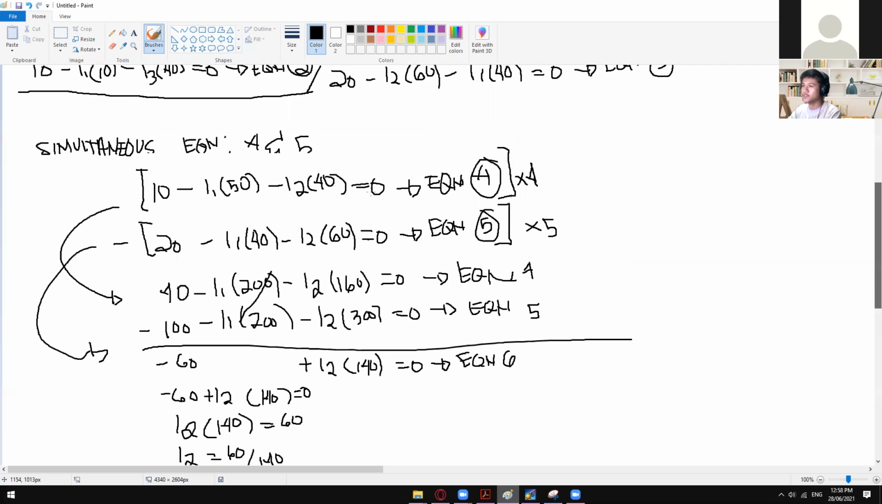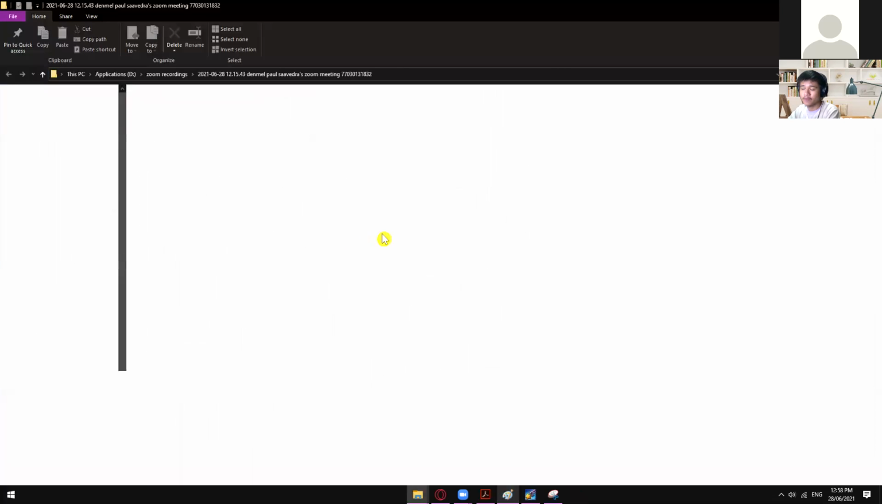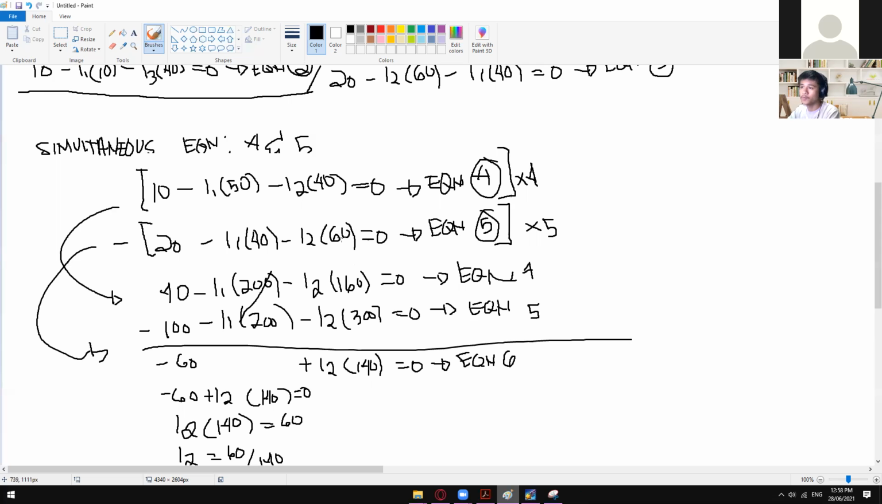So we now have the I2. We can now also eliminate the I2 right here for us to be able to get the value of I1. So how do we do that? We can do the same method. We have to make this one equal to this one. To do that, you have to multiply the equation number 4 by 3 and then equation number 5 by 2. So 2 times 60 is 120 and then 3 times 40 is 120.